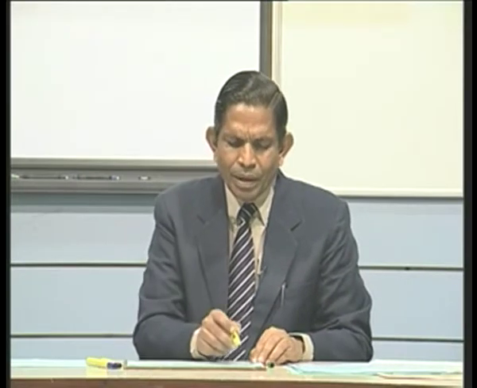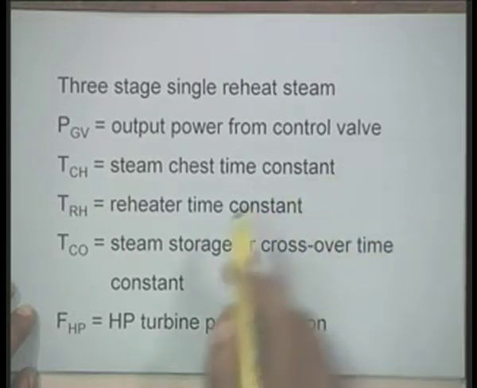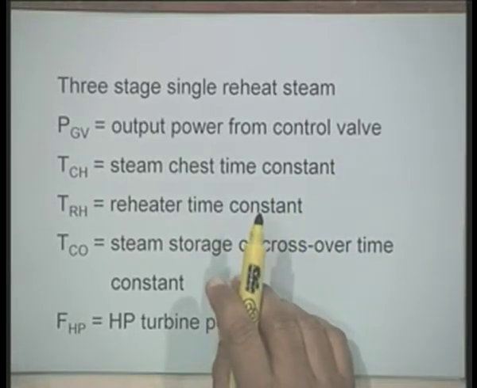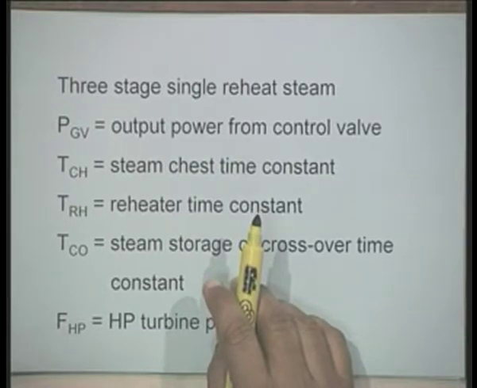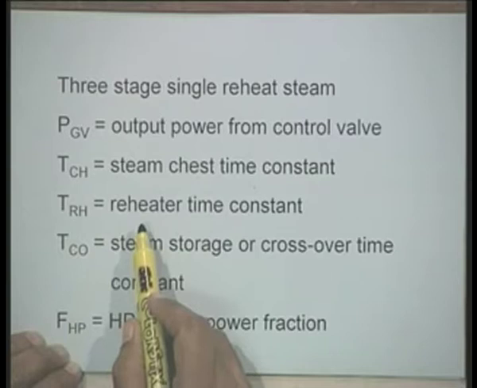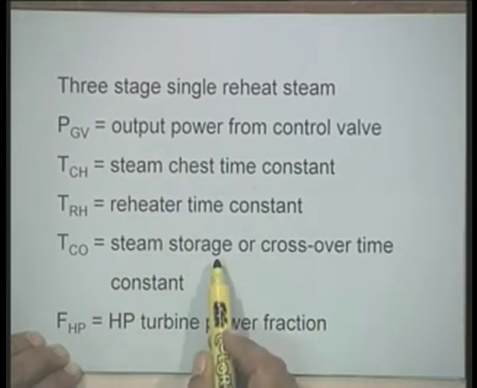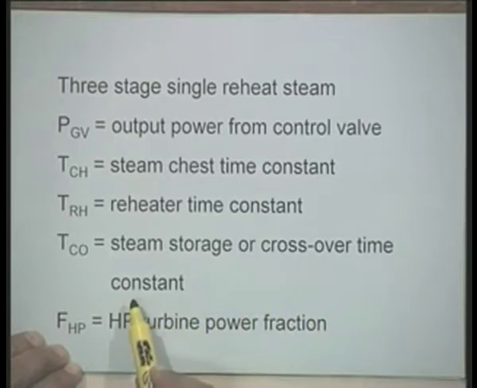Now, the terms associated were explained. I will just reiterate. PGV is the output power from the control valve, or we can even represent the output position of the control valve, but that is also expressed in terms of power, calibrated in terms of power. TCH is the steam chest time constant, TRH is the reheater time constant, TCO is the steam storage or crossover time constant.